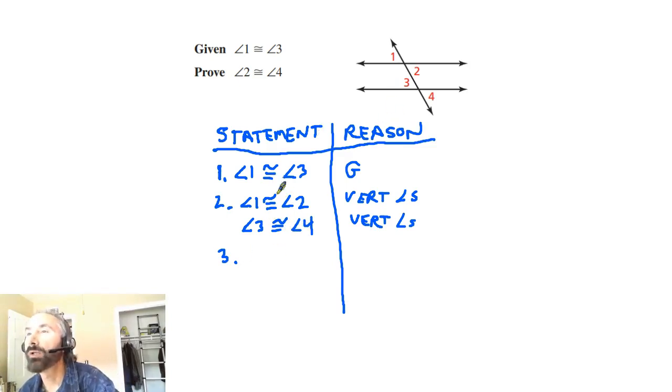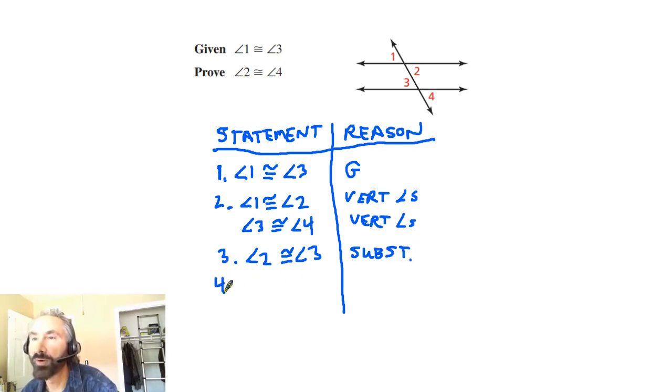So here we go. 3. Now that we have all that, we can begin to maybe use some substitution to put everything together. For example, we know that angle 1 is congruent to 3, and we know angle 1 is congruent to angle 2. Well, that means that I could replace angle 1 here with angle 2, because they're the same. So that means that angle 2 could be said to be congruent to angle 3. Yay! And that we can just say by substitution.